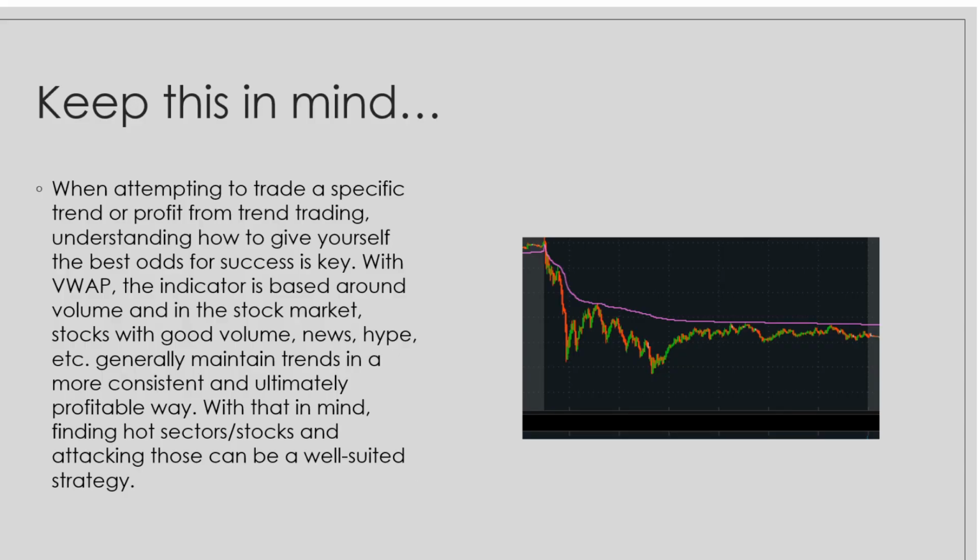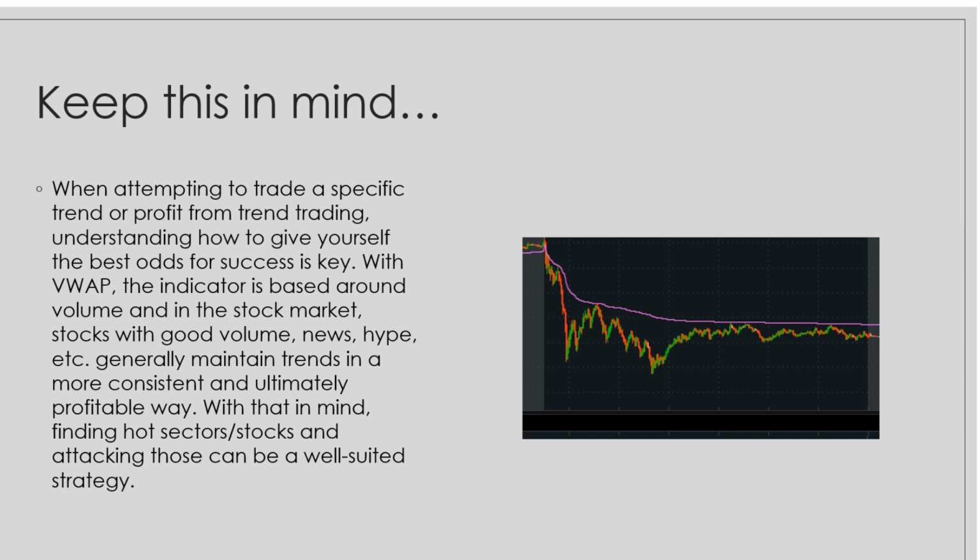So yeah, you want to keep this in mind: when attempting to trade a specific trend or profit from trend trading using the VWAP, understanding how to give yourself the best odds for success is key. With the VWAP, the indicator is based around volume. And in the stock market, stocks with good volume, news, hype, etc. generally maintain trends in a more consistent and ultimately profitable way. And so with that in mind, finding good sectors and finding good stocks and attacking those can be a well-suited strategy that will help you make the most money, in my opinion.